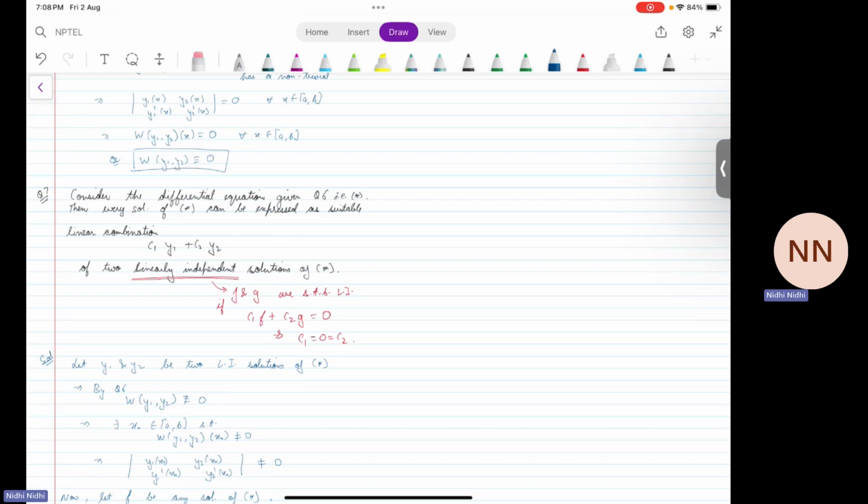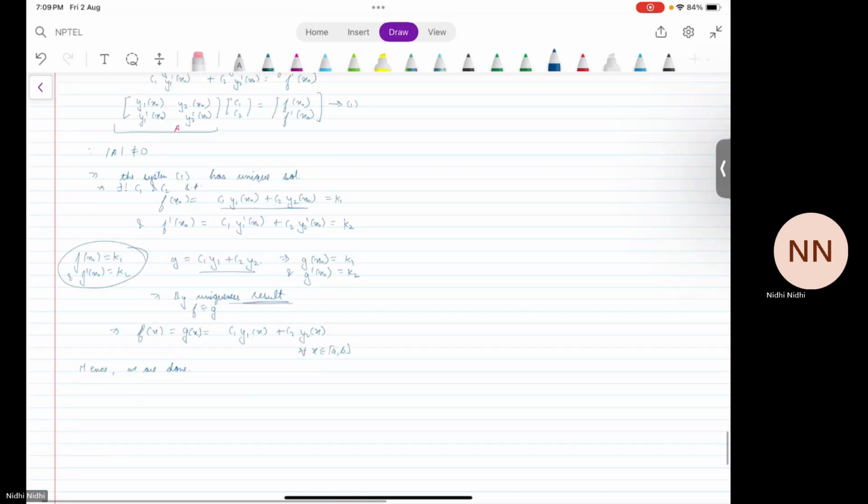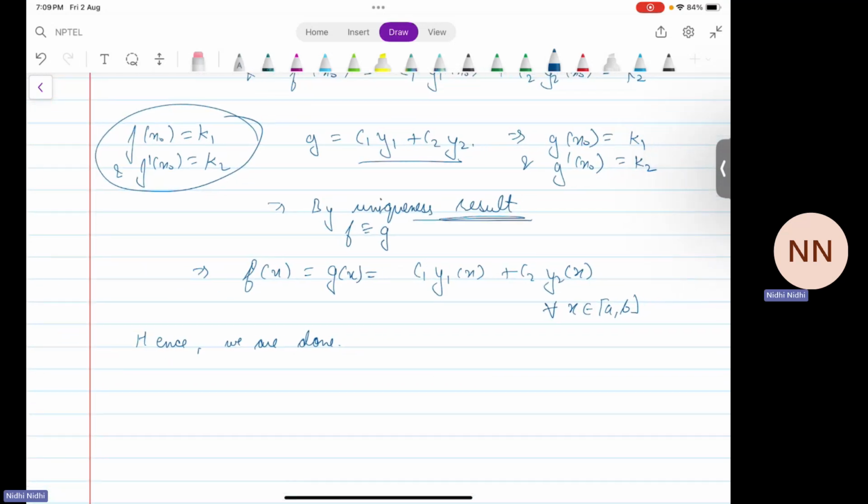So what do we get? We get that if we can find any two linearly independent solutions to a second order linear homogeneous equation, then we can find all the solutions. Isn't that great? With the help of just two solutions, we can find all infinitely many solutions.